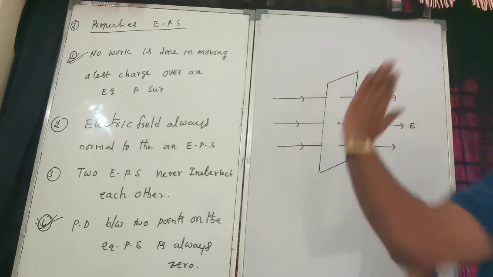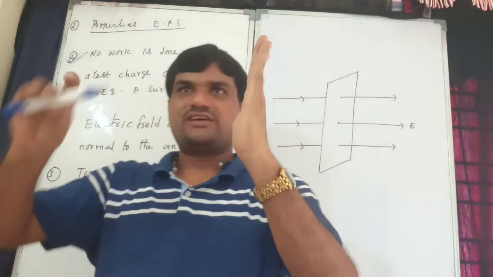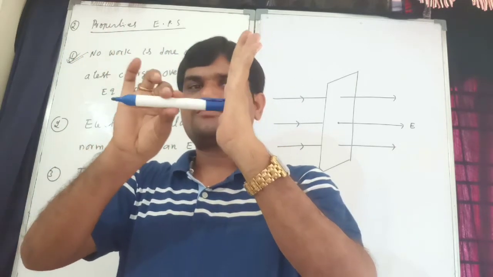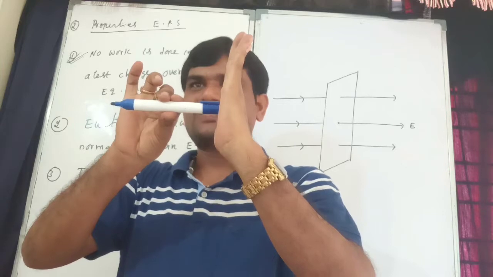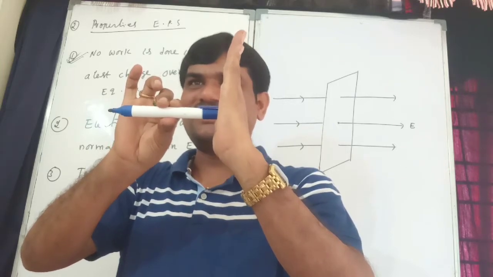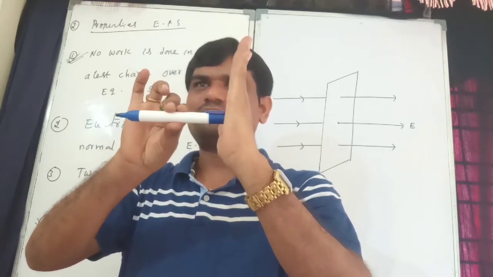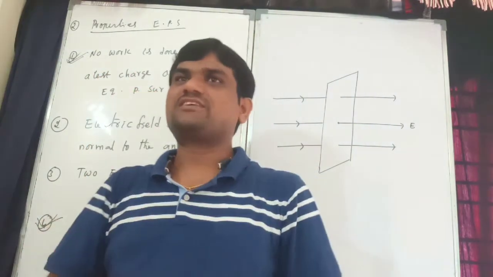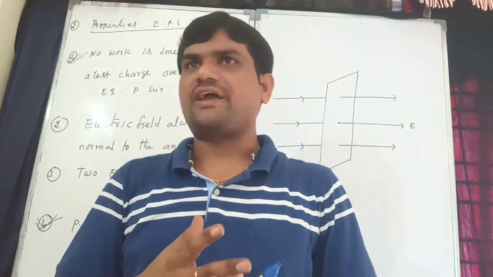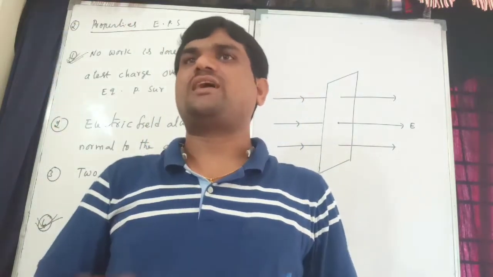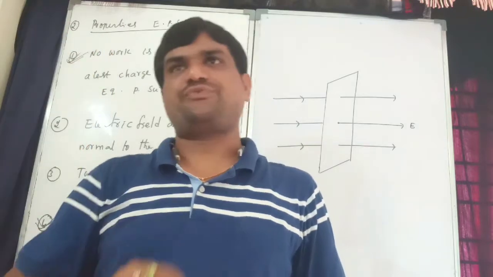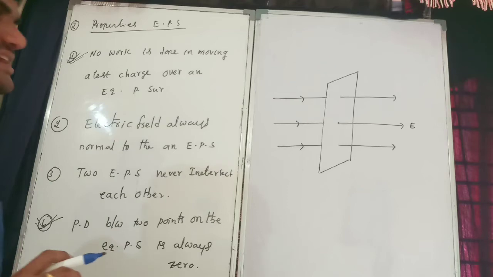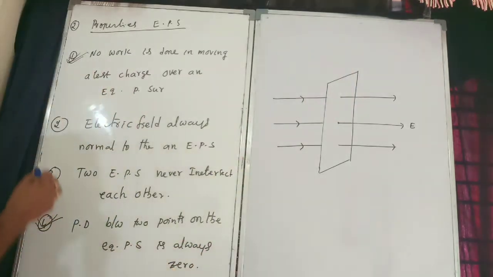This is the surface. If the electric field lines are going like that only, then theta is equal to how much? 90 degrees. Correct or wrong? Yes, 90 degrees. That's why electric field lines are always perpendicular to the equipotential surface. That is that point. Next one.